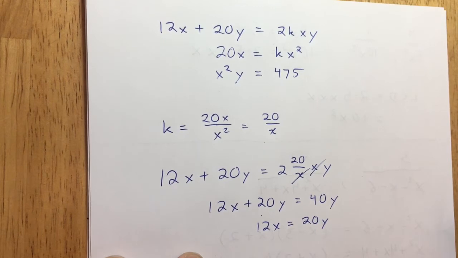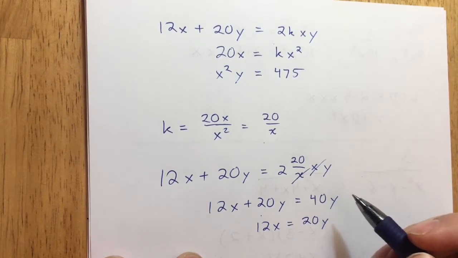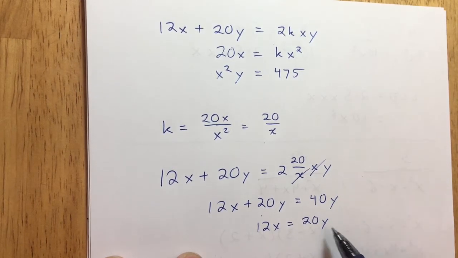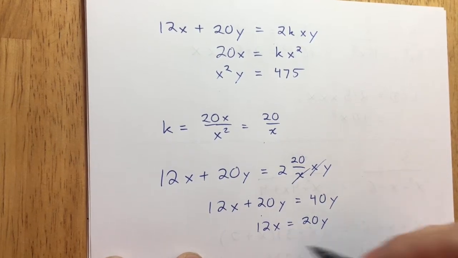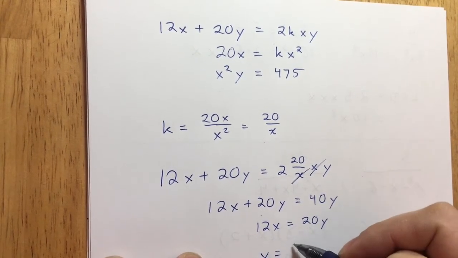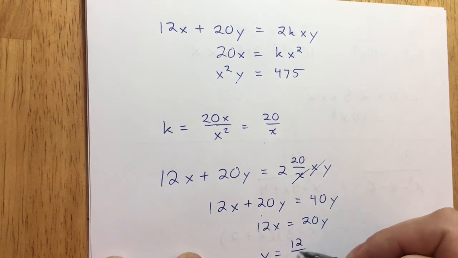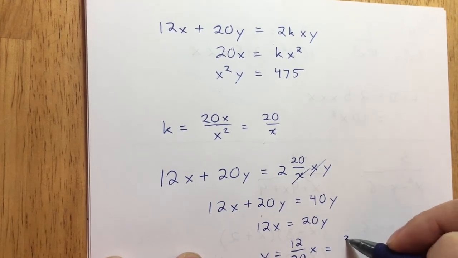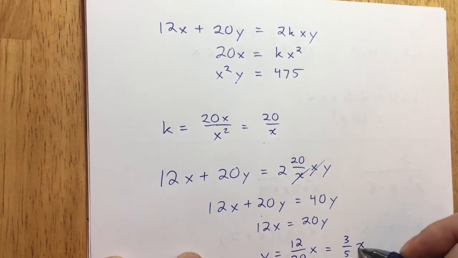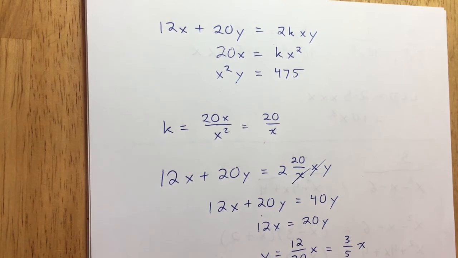And I can solve this now for, what should we solve for? Let's solve for y. So I'll divide both sides by 20. So y equals 12 over 20 x, which can be simplified, of course. Divide numerator and denominator by 4, 3/5 x. Okay, so y is 3/5 x.